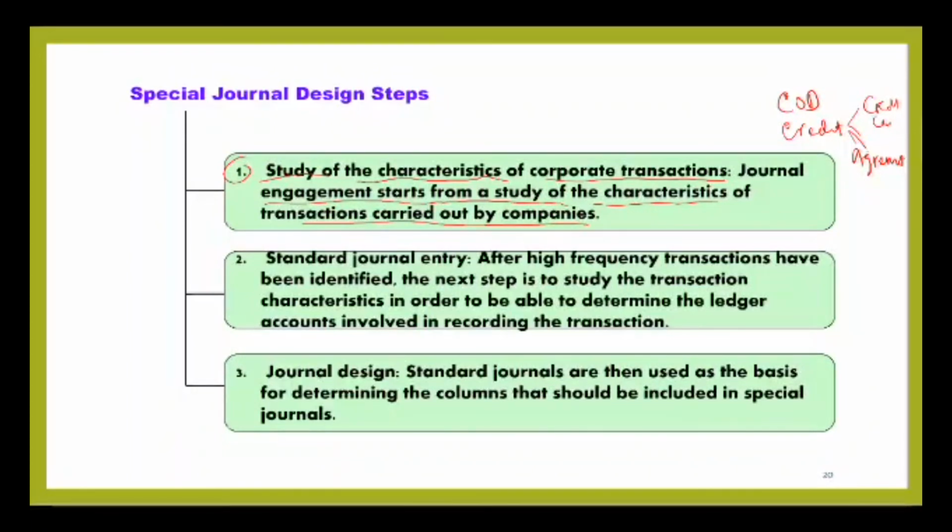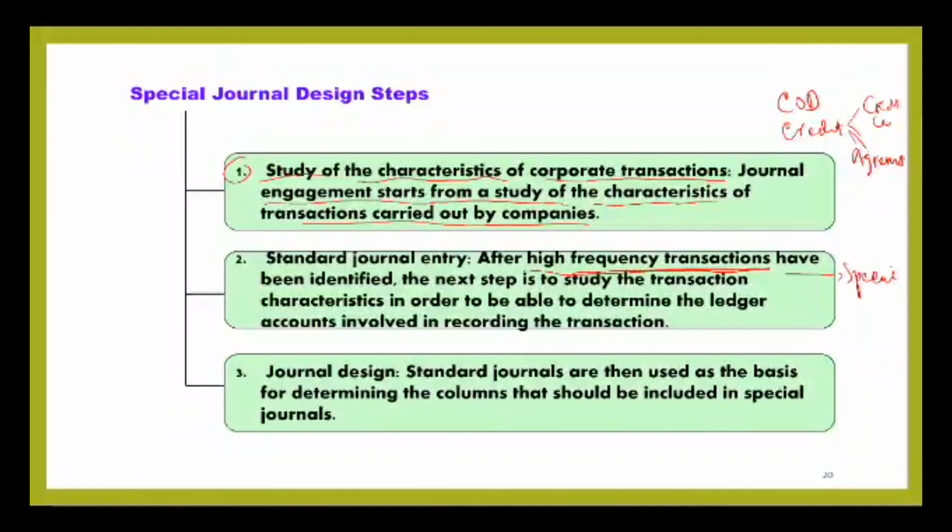And then the second one is, after you know the characteristics of the company's transactions, you have to know also the frequency of the transaction. If the transaction happens frequently, you have to make it a special journal.